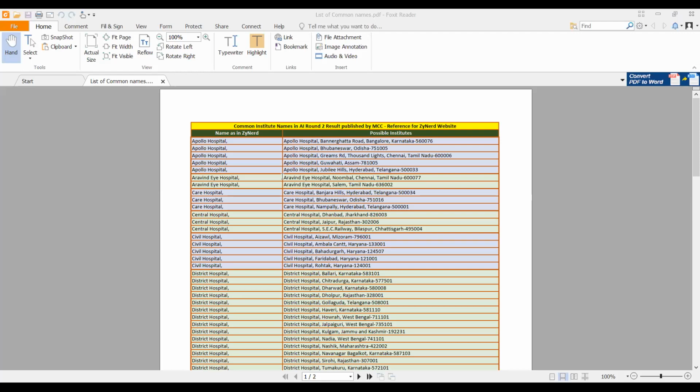So basically, when you look at ZyNerd and you see these names, Arvind Eye Hospital or Apollo Hospital, without a detailed description in the institution name, it might be one of these institutes. We have not put in any institute's name logically to say that this person from a particular state would have taken this institute. So we have left it at that, saying wherever we can map, we have mapped. The rest, for around 250 records, you will see these names.